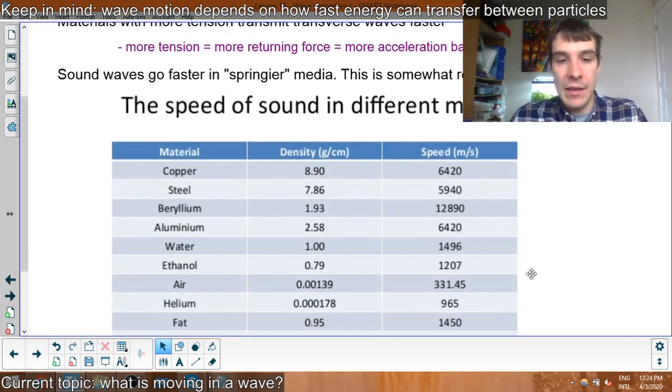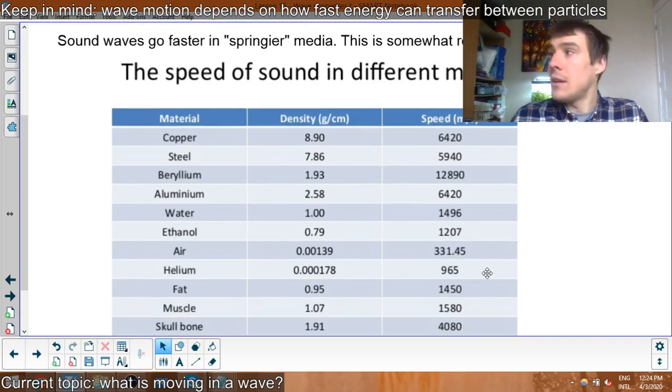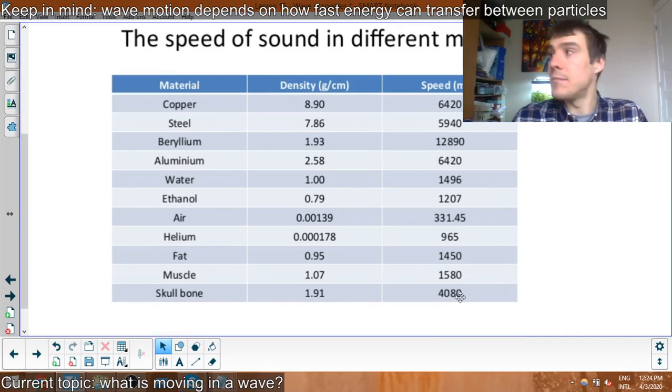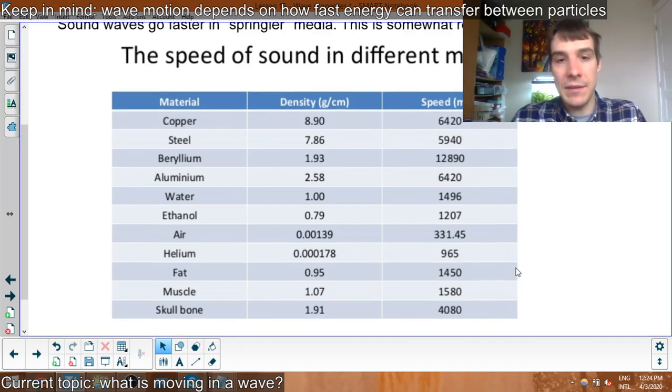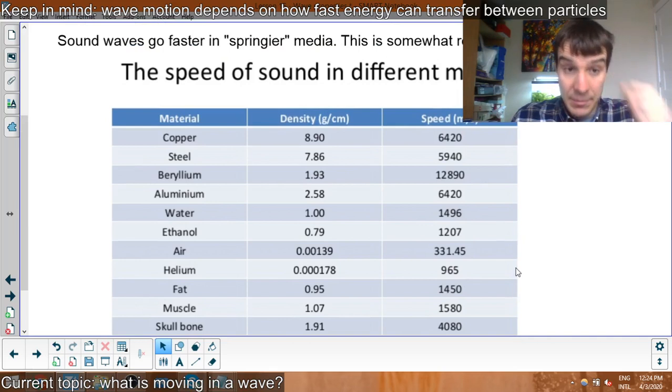Stuff like that. Or, for example, helium is less dense than air, but helium has a faster speed of sound than air. And here's the speed of sound in different media in the body. Fat and muscle have different speeds of sound, and bone has a fast speed of sound. This is how ultrasounds work. They use this difference in speed to make a difference in pictures.